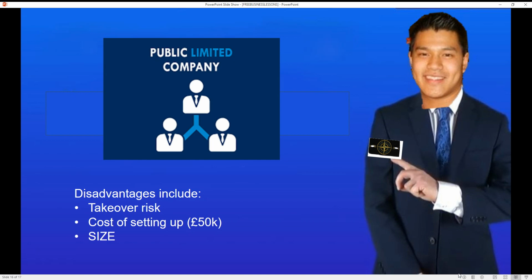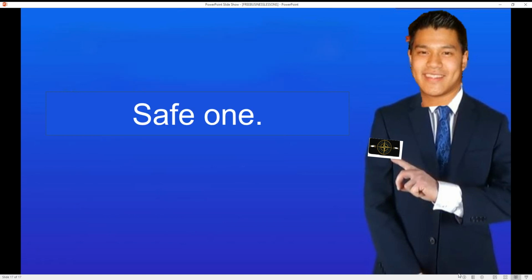And size is sometimes a disadvantage. Big public limited companies make it hard to control every aspect of the business. Okay, so decision making is a lot slower. You've got lots of shareholders to negotiate with. A lot of PLCs are global companies as well. Okay, so there might be language barriers and so on and so forth. Okay, but that's the end of this little presentation.